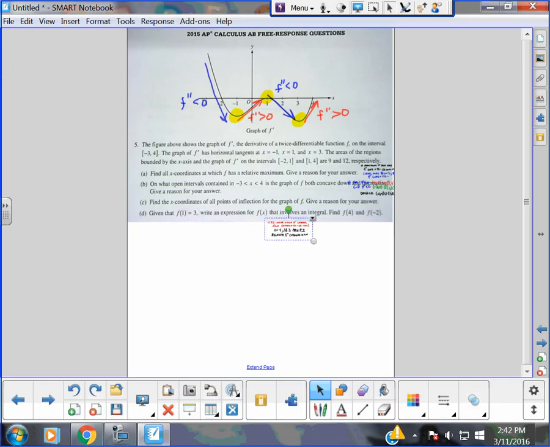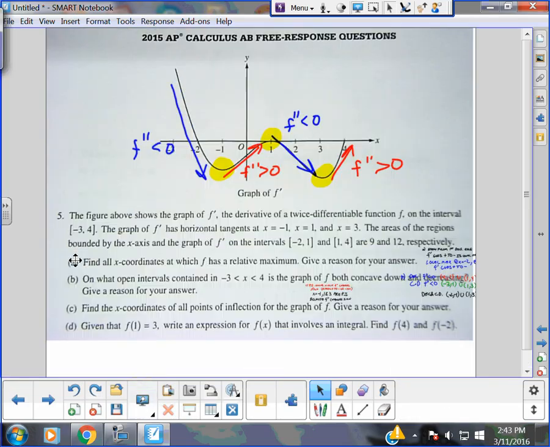Where I want to spend some time, what's not easy about this problem, none of this is easy, but what's really hard is letter D. So here's our graph of f prime, and it says, given that f of 1 equals 3. When they give you an initial condition, we should be thinking about the fundamental theorem of calculus. It says write an expression for f of x that involves an integral, and then find f of 4 and f of -2.